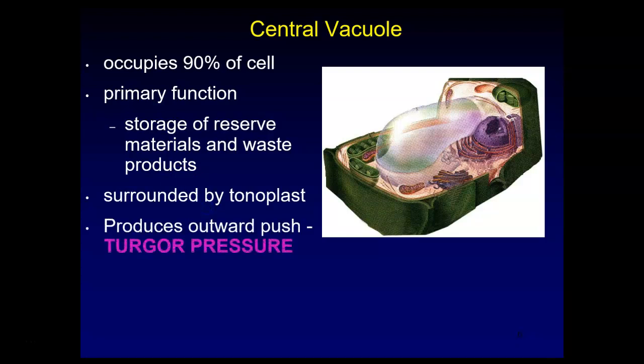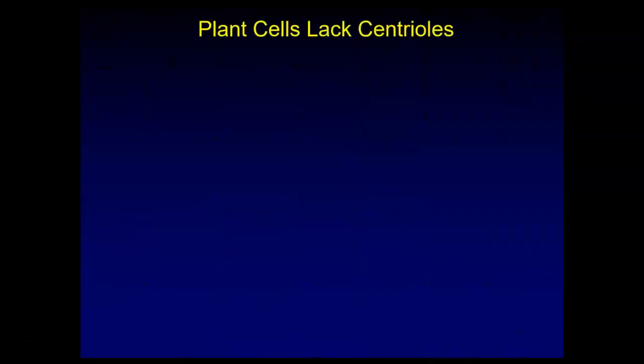And the central vacuole also is responsible for that outward push, turgor pressure, pushing against the cell membrane, okay? Fluid pushing against that cell membrane, that outward push. When your plants are wilted, you can say that your plants have lost their turgor pressure. So you need to water your plants in order to restore that turgor.